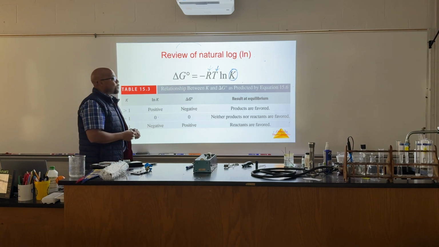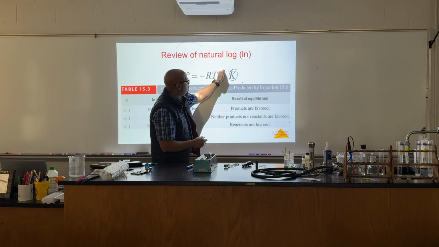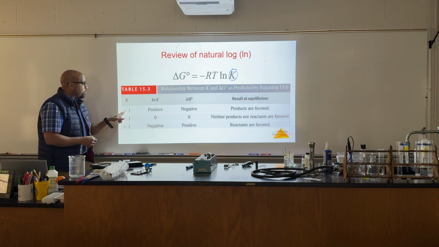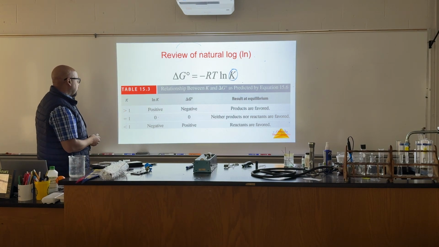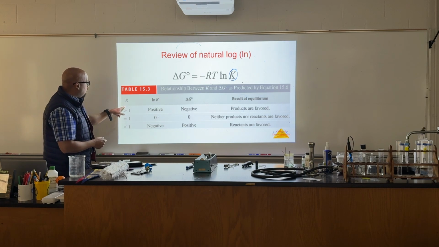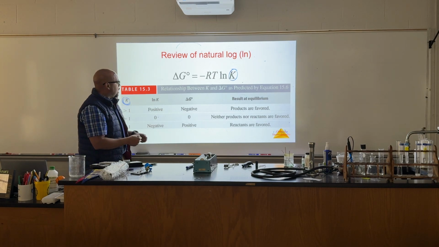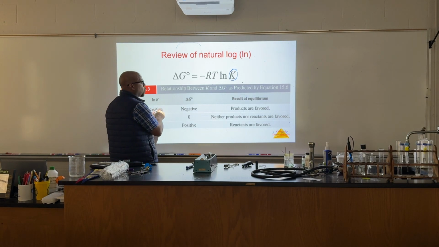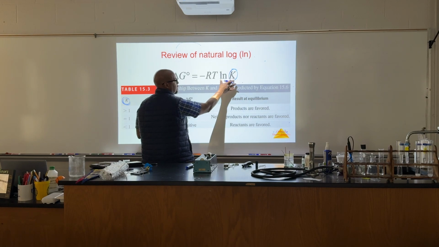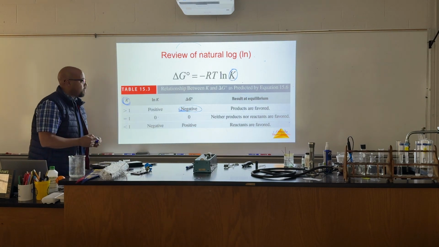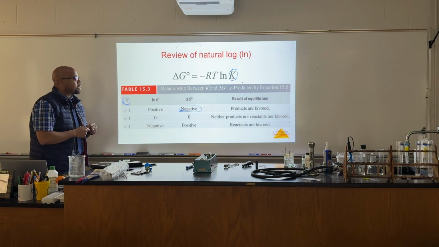The only thing you need to realize, and it's kind of like a review of the natural log, is that if the K happens to be greater than 1, then the natural log is going to end up being positive. And if this is now positive, that means that positive is going to hit the negative, and look what we get here. We get delta G is going to be negative. It is going to be spontaneous.